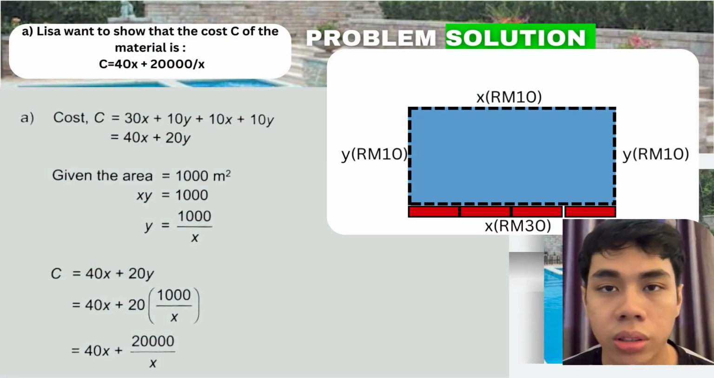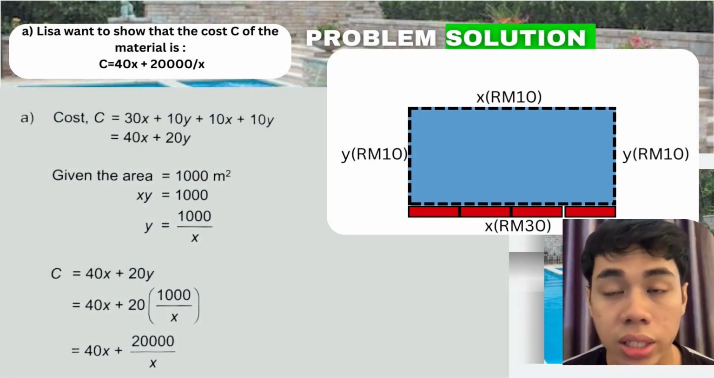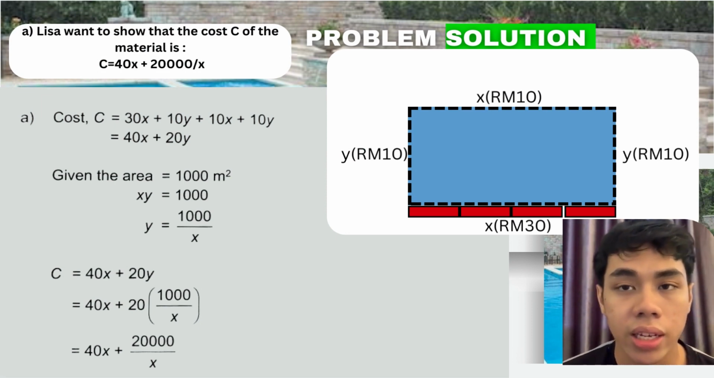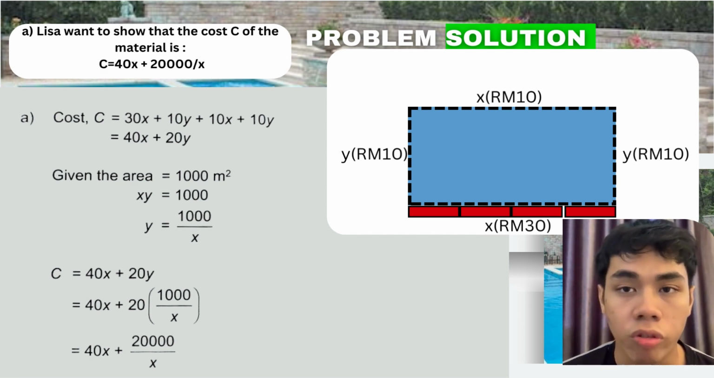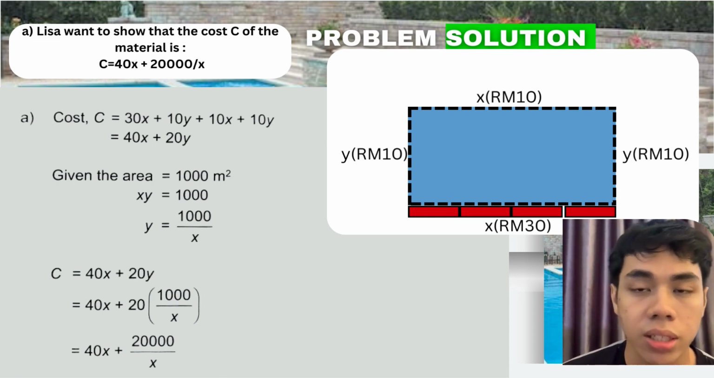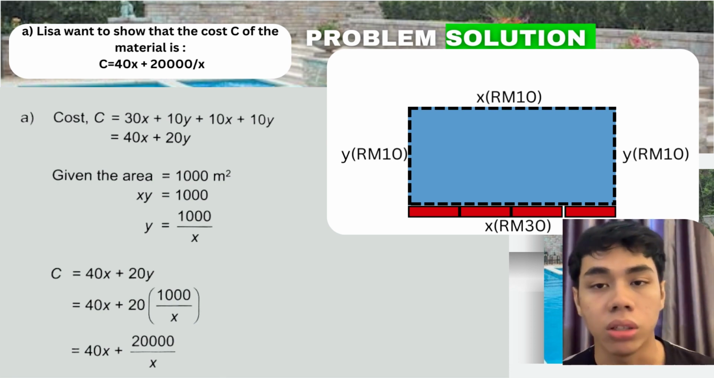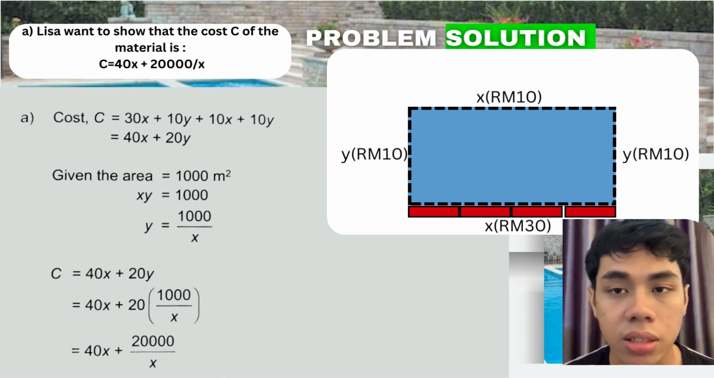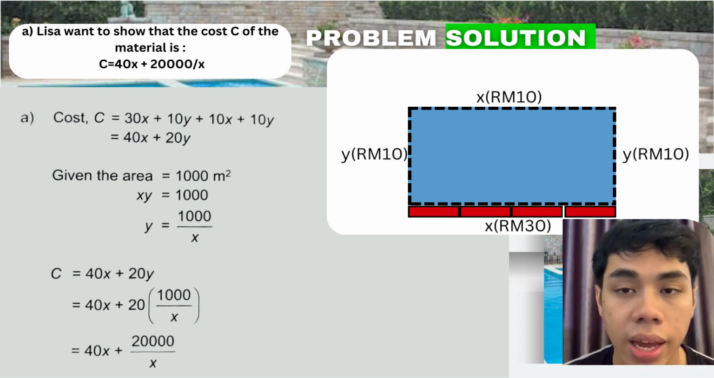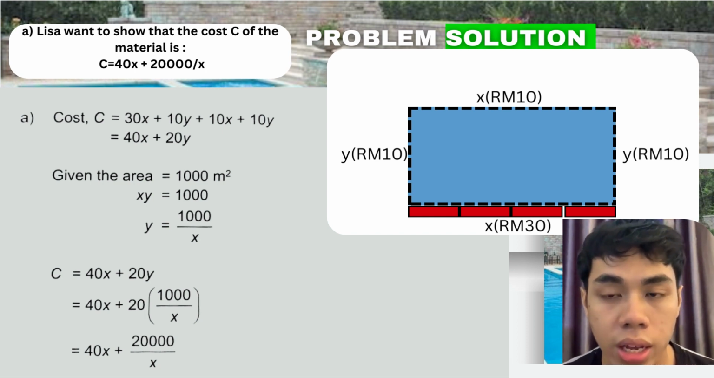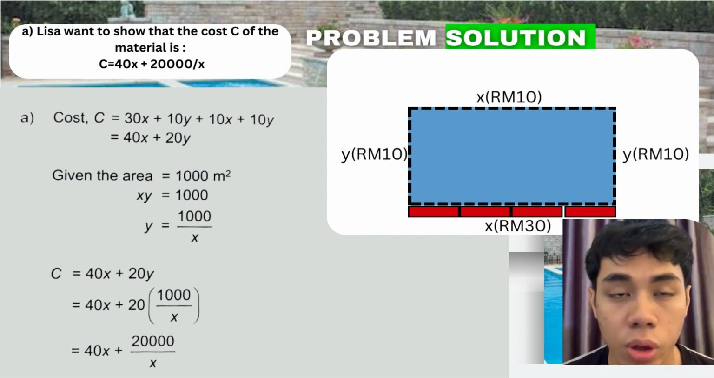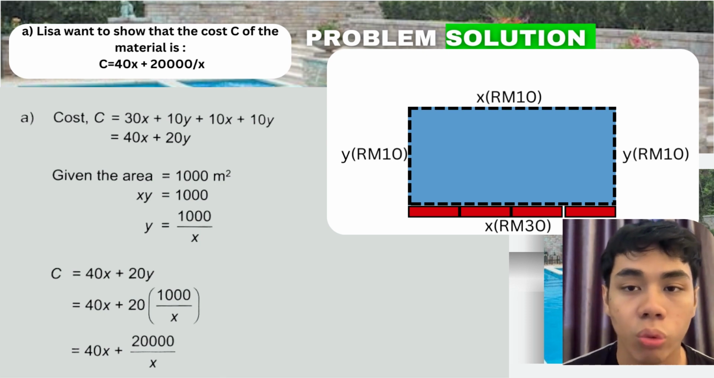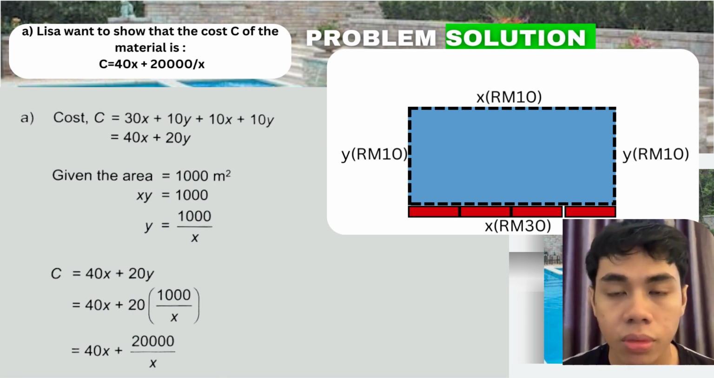Now for the problem solution. Lisa wants to show that the cost C of the material is C equals 40x plus 20,000 divided by x. First, for the cost C, we will sum all the sides of the pool, which is 30x plus 10y plus 10x plus 10y, equals 40x plus 20y. Next, given the area is 1,000 square meters, which means x multiplied by y equals 1,000. We then move x to the right side, which gives the equation y equals 1,000 divided by x.